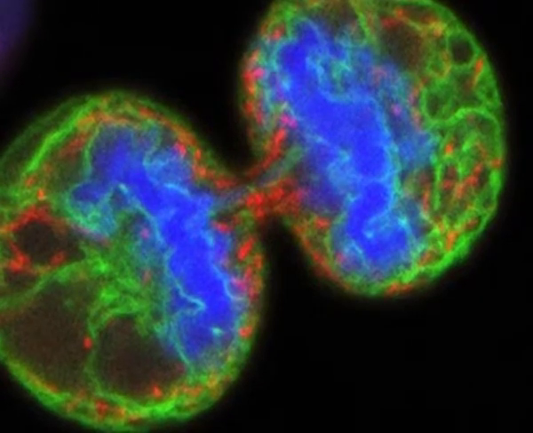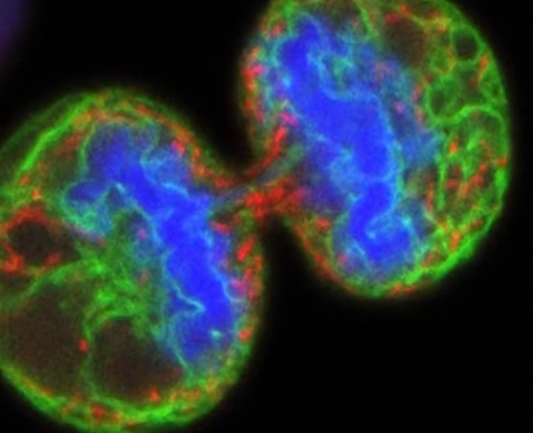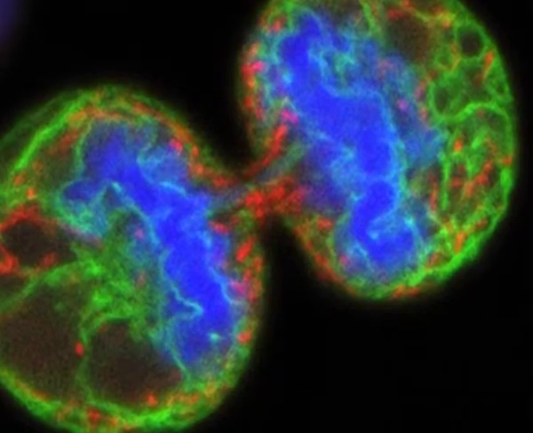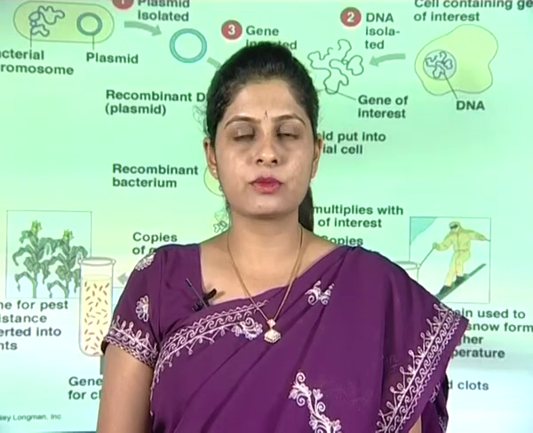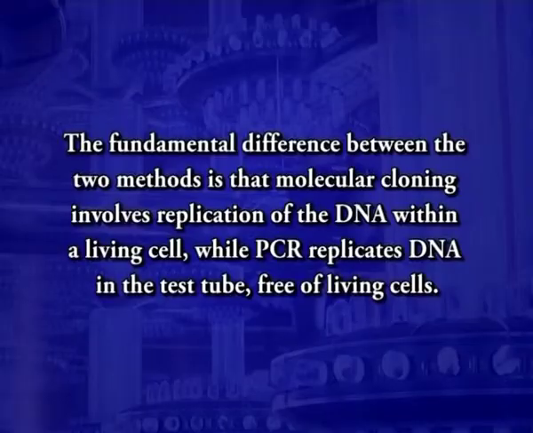Molecular cloning is the laboratory process used to create recombinant DNA. It is one of the two widely used methods, along with polymerase chain reaction, used to direct the replication of any specific DNA sequence chosen by the experimentalist. The fundamental difference between the two methods is that molecular cloning involves replication of the DNA within a living cell, while the polymerase chain reaction replicates DNA in the test tube, free of living cells.